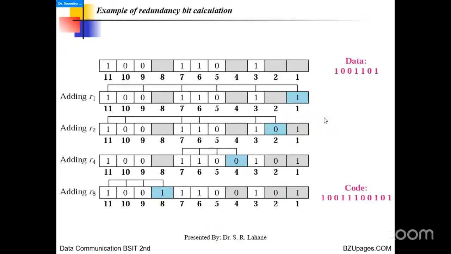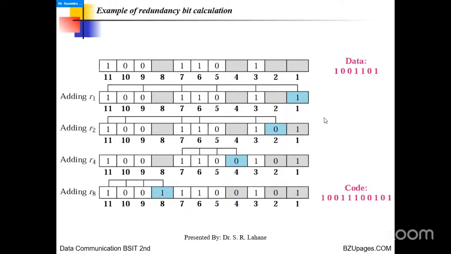So I have sent the data from the sender side: 1001101. So a total of 7 bits I have considered, and put those 7 bits in the data positions 3, 5, 6, 7, 9, 10, 11. Adding R1 means I have to decide the redundant bit R1. For deciding R1, I consider bit positions 3, 5, 7, 9, 11 for even parity, and add binary 1 because the total number of binary ones is odd in this data. By adding binary 1, R1 equals 1, I have made it even parity. So the value of R1 equals 1.